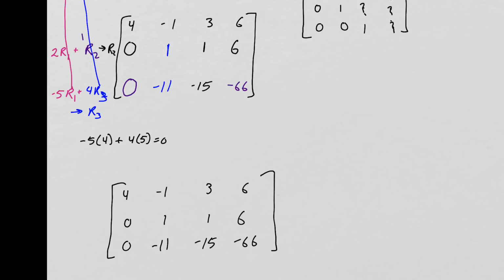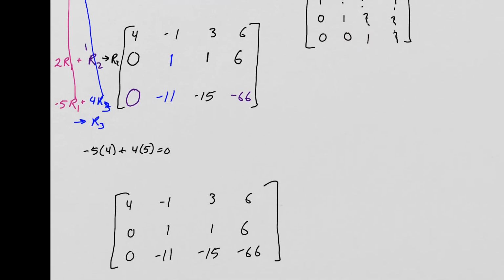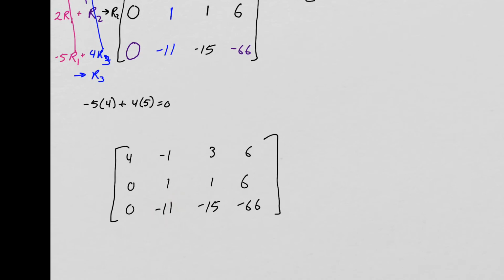And I'm looking at this, and now we're getting pretty close to row echelon form. The only issue is, we need a 1 and a 0 here, and we have a -11, so that's not going to work. So I want to do two things at once. The first thing I want to do is make this top row be led with a 1.